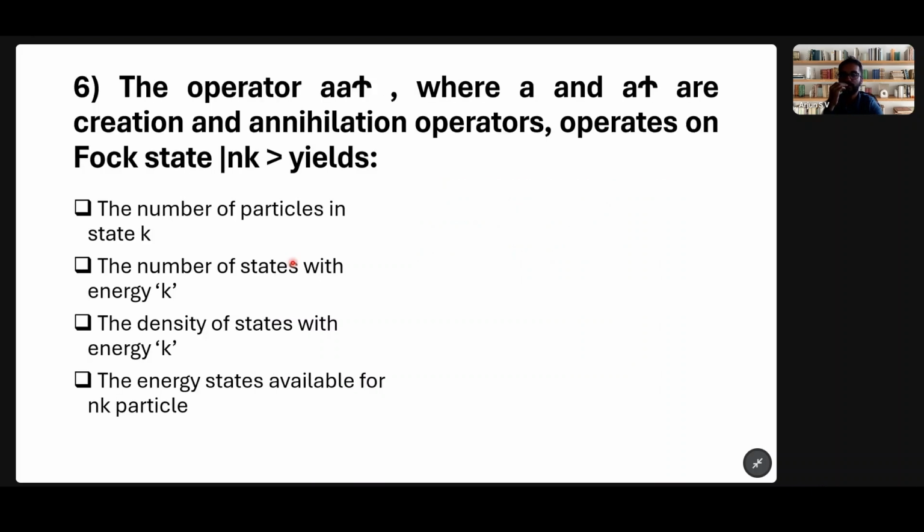So the operator A star, where A and A star are creation and annihilation operators, operates on Fock state Nk, yields what? So we all know that if Nk represents the number of particles or number of entities in the kth state, so if creation and annihilation operators operate simultaneously on the Fock state Nk, it will yield you the same Nk. So the answer will just be the number of particles in the state K.